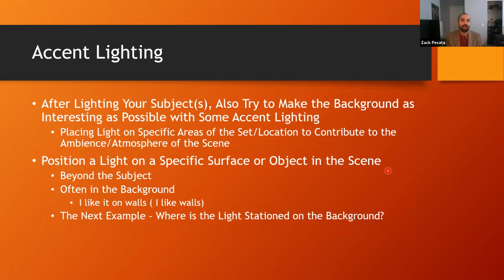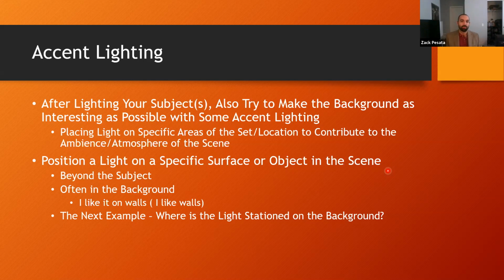Okay, I also want to talk about accent lighting. Most of the time when we're talking about lighting, you're usually focusing on how the light hits a subject, and usually that subject is the person, right? The actor in the scene, the character in the scene. But there's also a lot of lighting design that goes into the set or the location, and that's accent lighting. So after lighting your subjects, also try to make the background as interesting as possible with some accent lighting, placing light on specific areas of the set or location to contribute to the ambiance and atmosphere of the scene.